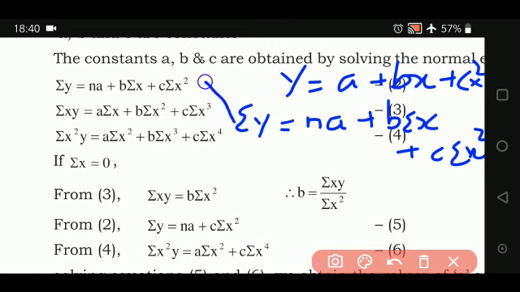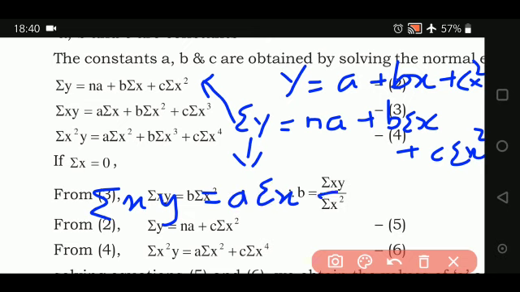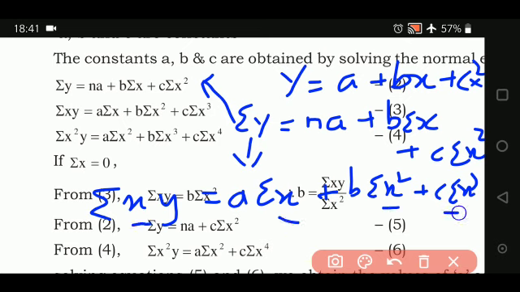The same equation is here. Now again to the same equation, you will be prefixing x. So this will become summation xy is equal to a summation x plus b summation x square plus c summation x cube. What did you do? To this first equation, you started prefixing x here, here, here. And this equation is here, right?